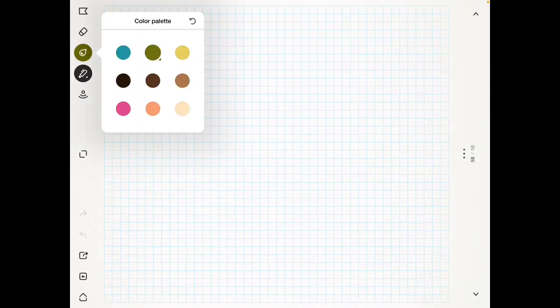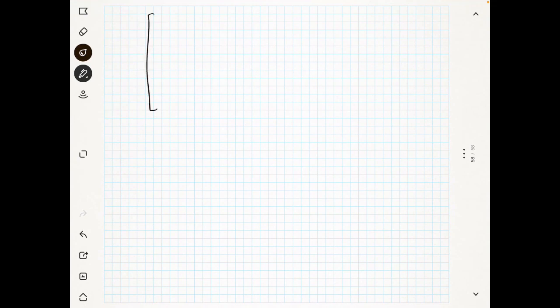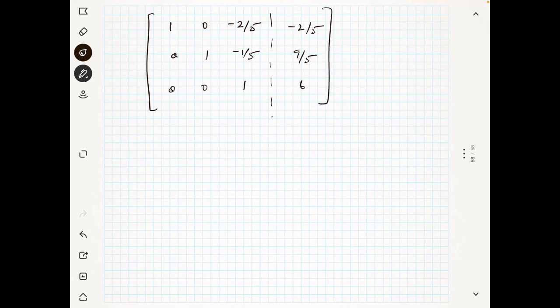So I will rewrite it again. 1, 0, minus 2 by 5. 0, 1, minus 1 by 5. 0, 0, 1 and minus 2 by 5, 9 by 5 and 6. Okay. So I am going to change. This is rewriting. I am repeating from the last page. Now I am going to do some operations. I am going to change my row 1 like this.